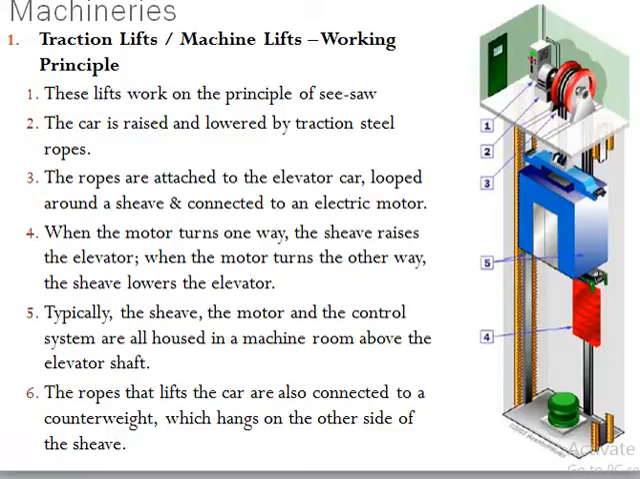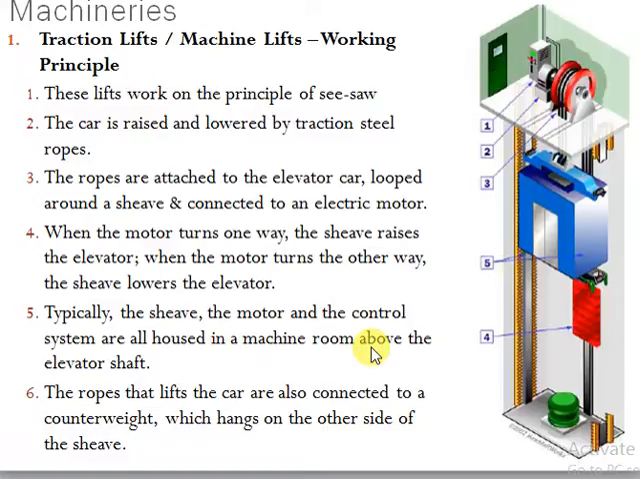So let's understand the working principle of the traction lift. These lifts work on the principle of a seesaw. The car is raised and lowered by traction steel ropes. These ropes are attached to the elevator car and they are looped around a sheave. This is the sheave, and it is connected to an electric motor. This is the motor here. When the motor turns one way, the sheave raises the elevator, and when the motor turns the other way, the sheave lowers the elevator. Typically, the sheave, the motor and the control system are all housed in a lift machine room, which is generally located at the terrace of the building.